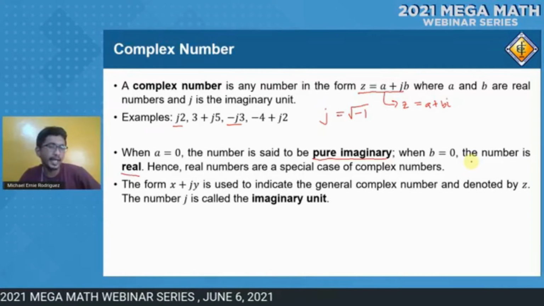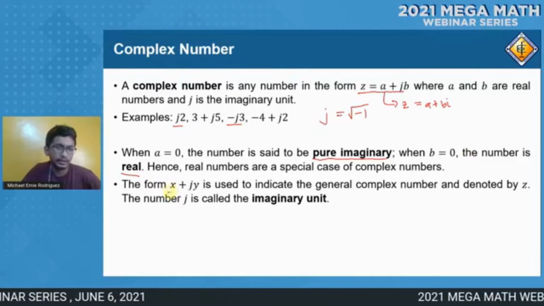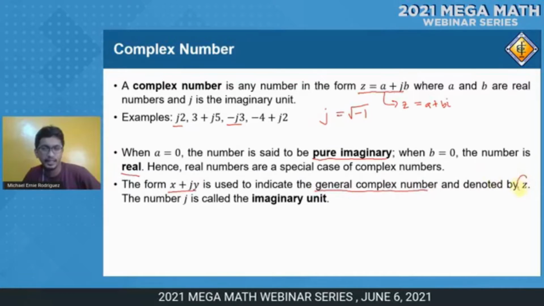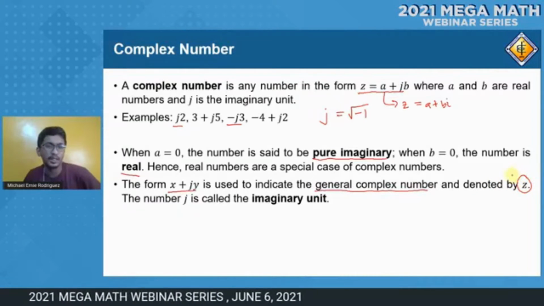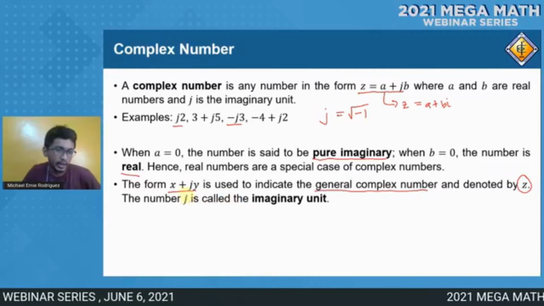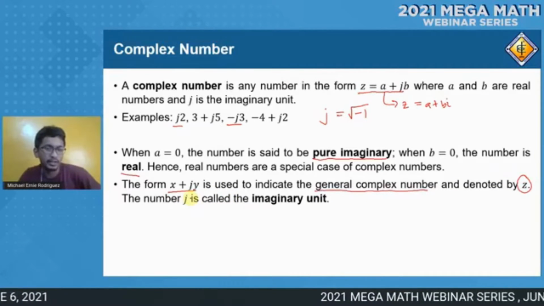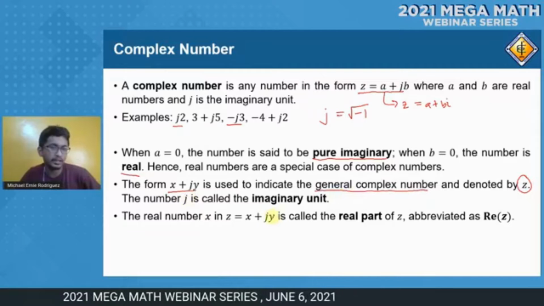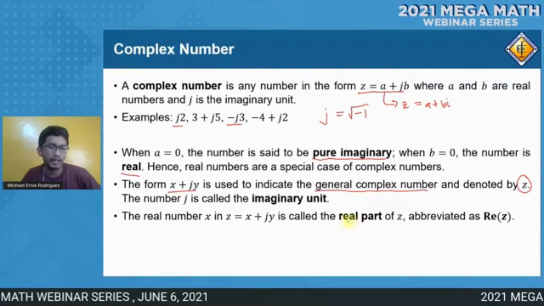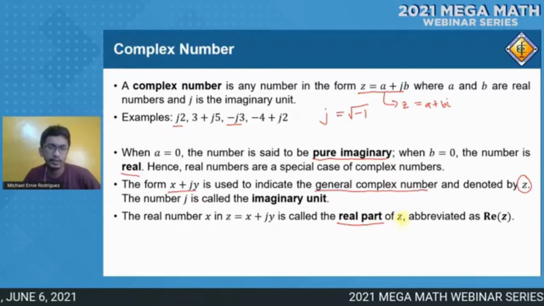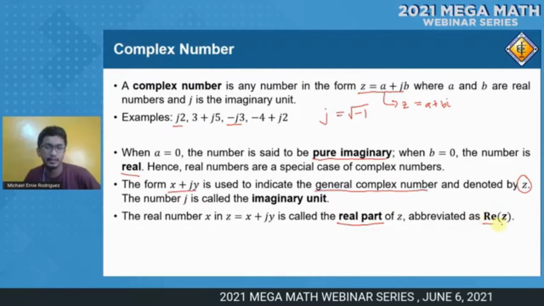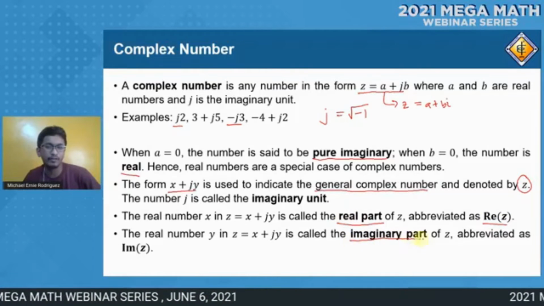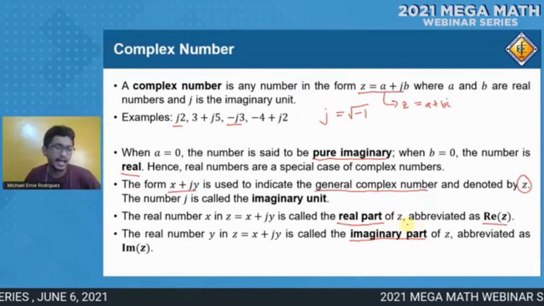So yung form naman na x plus jy, yung nandito, this is used to indicate the general complex number and denoted by z. So pag z, that is complex number. So, katulad na sabi ko kanina, yung j is imaginary unit. So yung real number x in z is equal to x plus jy, that is what we call the real part of z. It is abbreviated as Re z. And yung y naman, that is the imaginary part of your z. That is abbreviated as Im z.